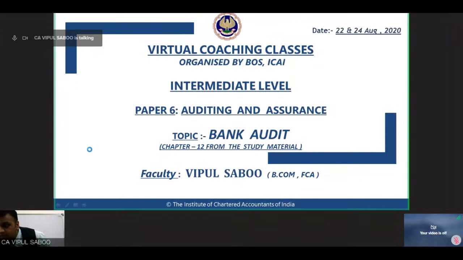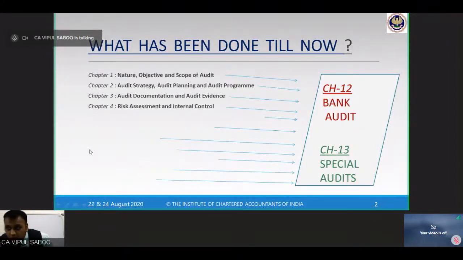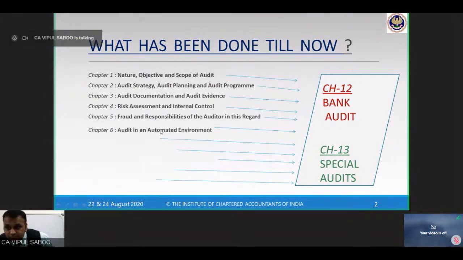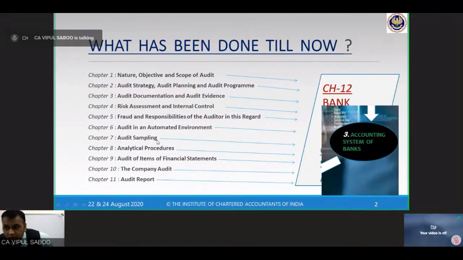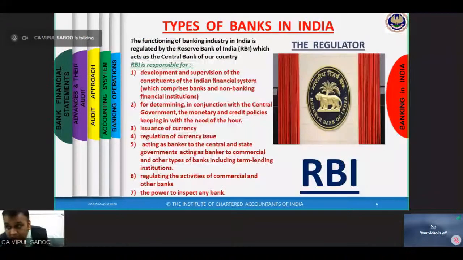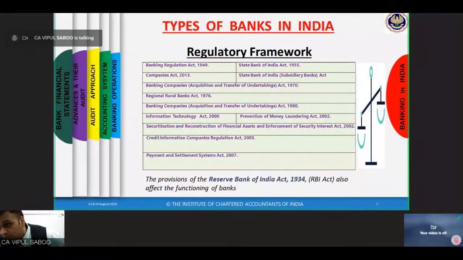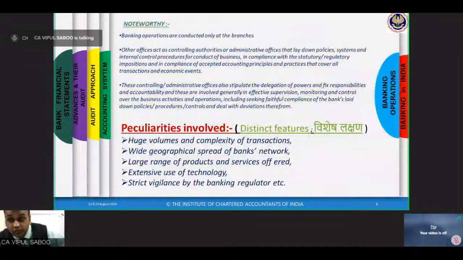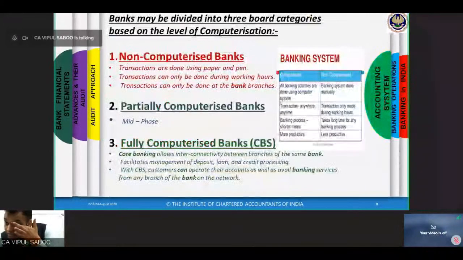Okay, what has been done till now, right? Then the need of bank audit, we have done types of banks in India. RBI, we read about RBI. The regulatory framework, I told you this is also an important question: what are the acts applicable to banking industries? The regulatory framework for banks. Then distinct features of the banking industry, accounting system, right?